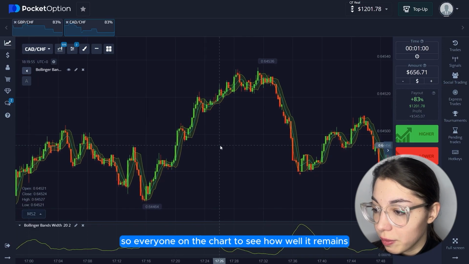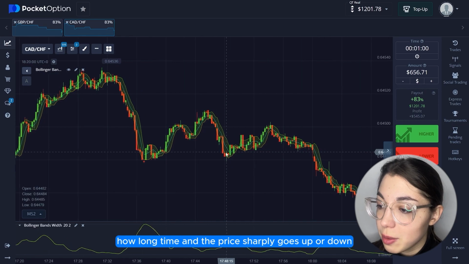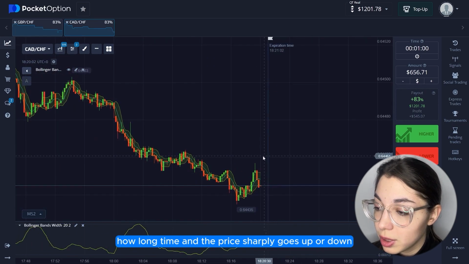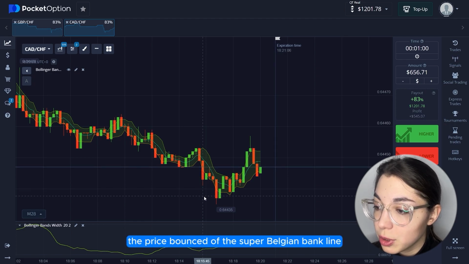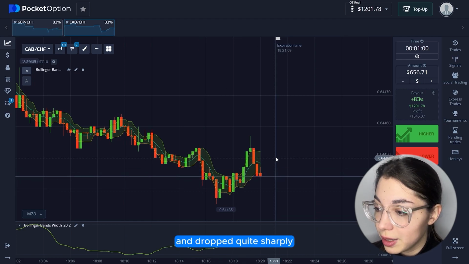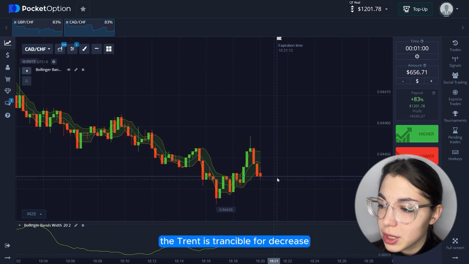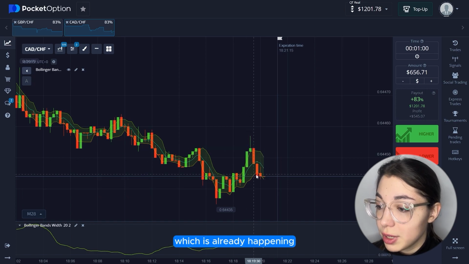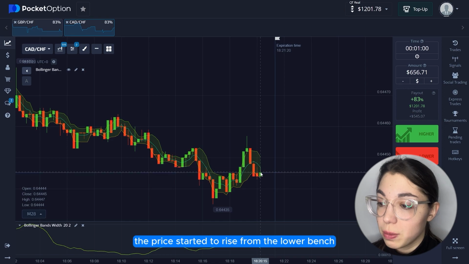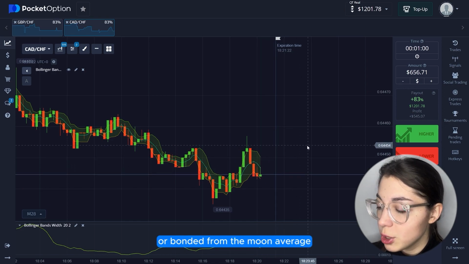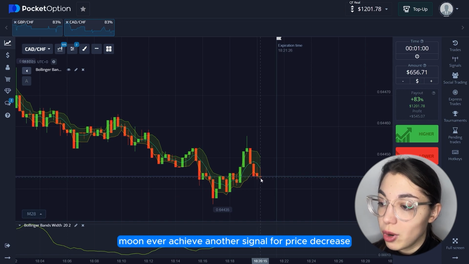On the chart, we see how volatility remains low for a long time and then the price sharply goes up or down. Beside the resistance level, the price bounced off the super Bollinger Band line and dropped quite sharply. As we remember, in a downtrend, this is a strong signal for a decrease, which is already happening. Here are two big red candles. The price started to rise from the lower band and rebounded from the moving average. A bounce from the downtrend moving average is another signal for a price decrease.